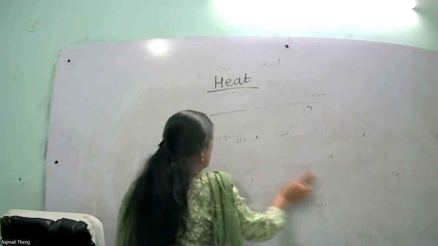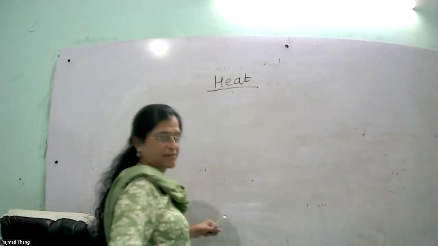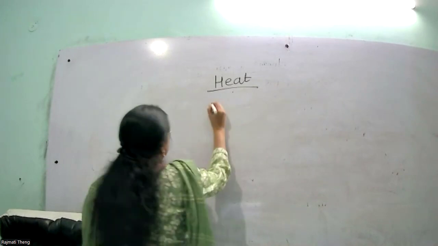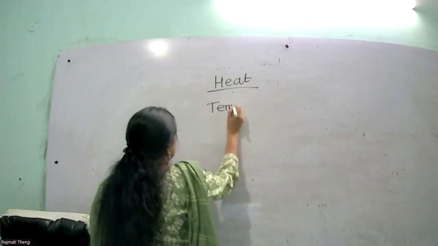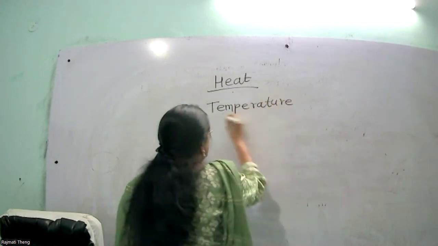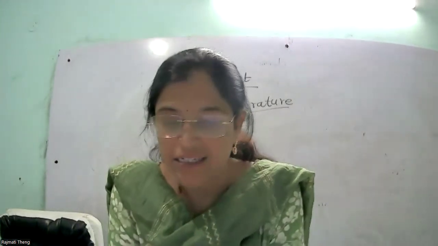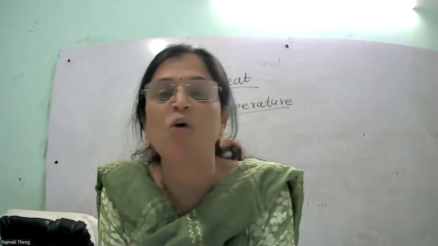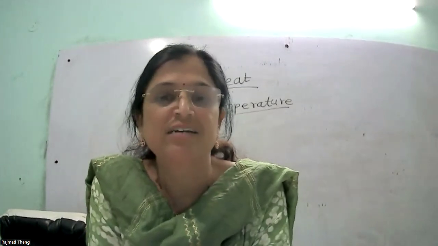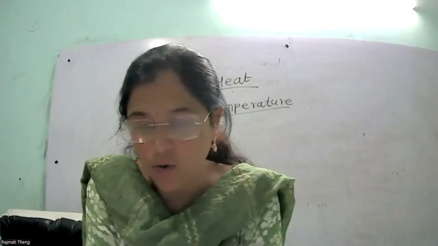Temperature is a measure of the degree of hotness. Okay, now the next one is temperature. This temperature is a measure of the degree of hotness. टेम्परेचर क्या करता है? एनी सब्सटेंस हाउ मच हॉट और हाउ मच कोल्ड. टेम्परेचर इज मेजर ऑफ डिग्री ऑफ हॉटनेस और कोल्डनेस.